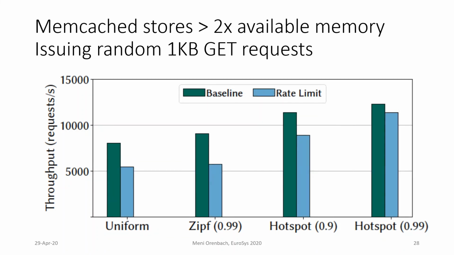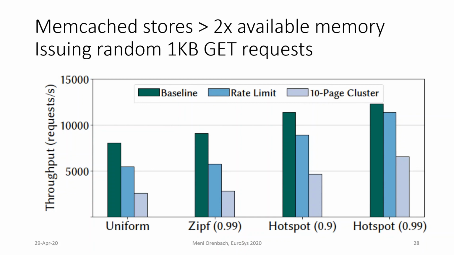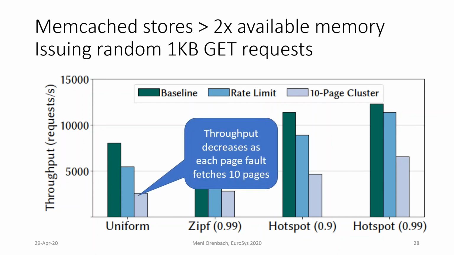Using the rate limiting policy, there is only 30% lower throughput for uniform requests, whereas the hottest distribution results in only 7% lower throughput. This overhead is mostly due to costly enclave crossings to the OS, and we show in the paper how it can be optimized to be much lower. For the page cluster policy, we use 10-page clusters, making paging more secure, but also reducing throughput, since each page fault must fetch and potentially evict 10 pages together.